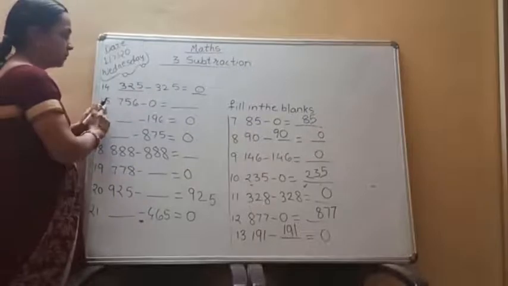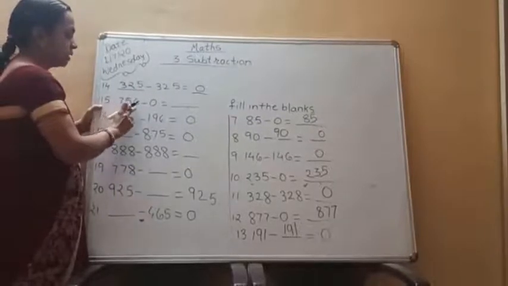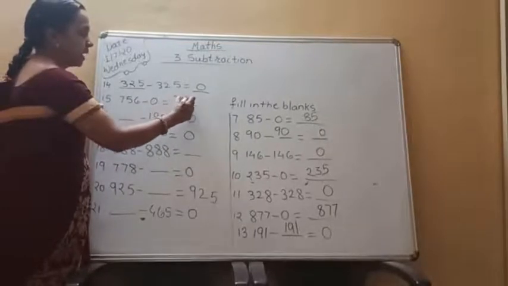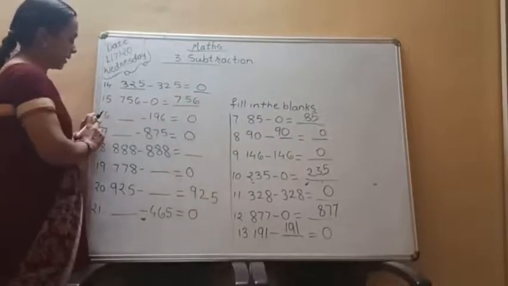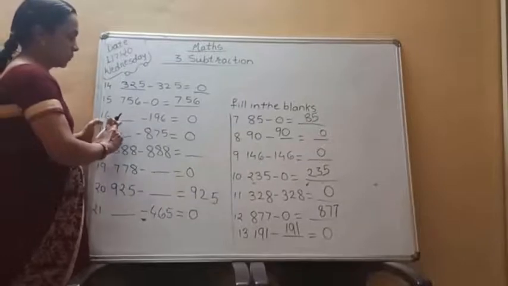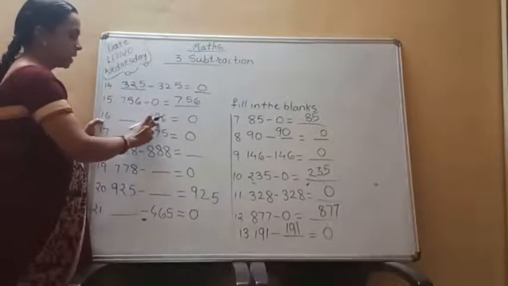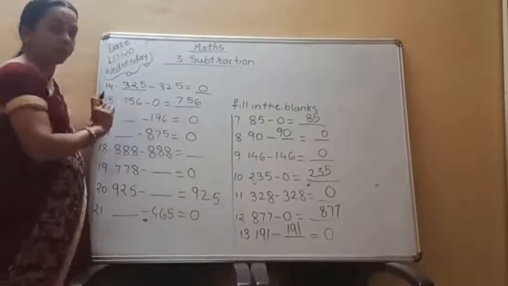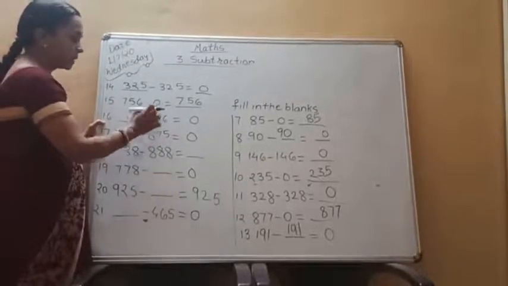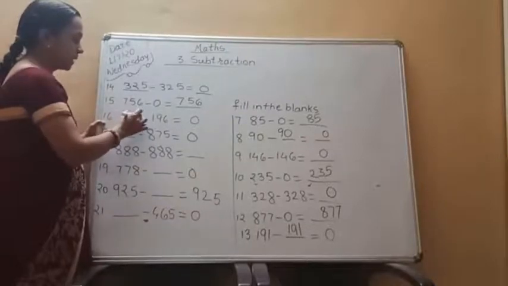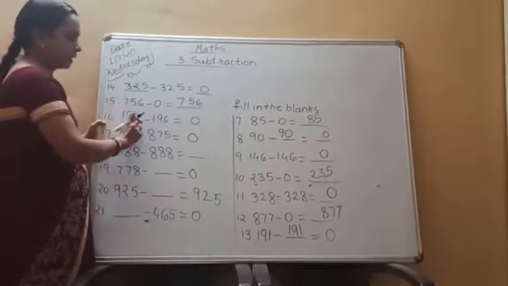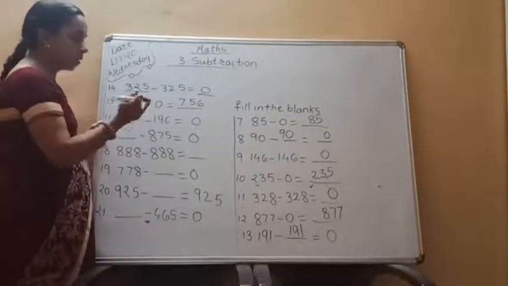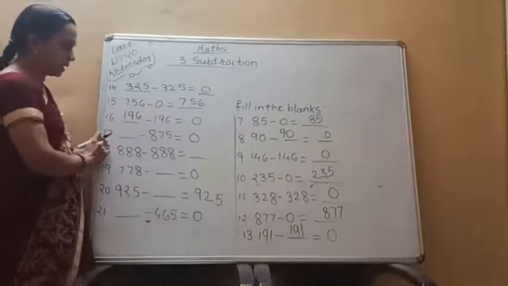Now see 15th question. 756 minus 0 equal to what? 756. Now see 16th question. Dash minus 196 equal to 0. So again what we have to write? Again we have to write down this number 196. 196 minus 196 equal to how much? 0.